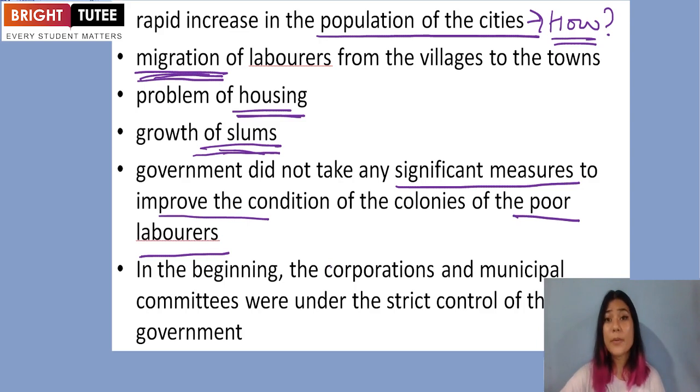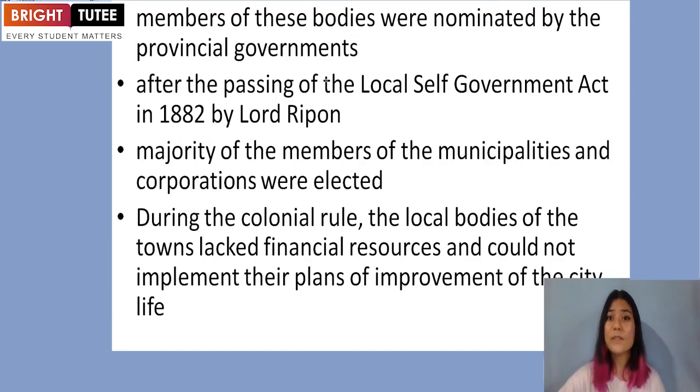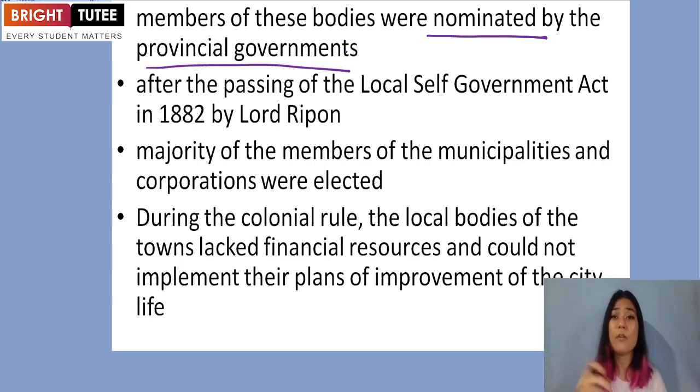Now in the beginning, the municipal corporations and the committees formed by the government were under strict control of the British government. The members of these municipal corporations were nominated by the provincial governments. There were three important provinces in colonial India: Bombay, Calcutta and Madras. The province was looked after by the governor. These governors, the provincial government, nominated the members of the municipal corporations who looked after the administration of the colonial cities in the provinces.